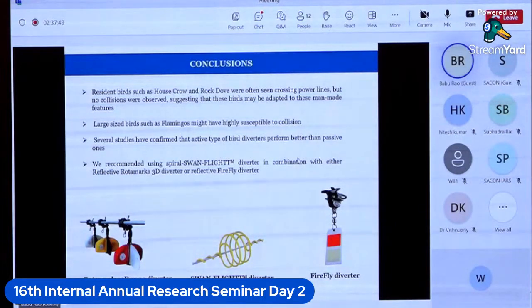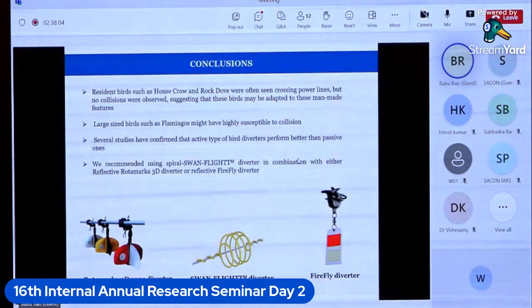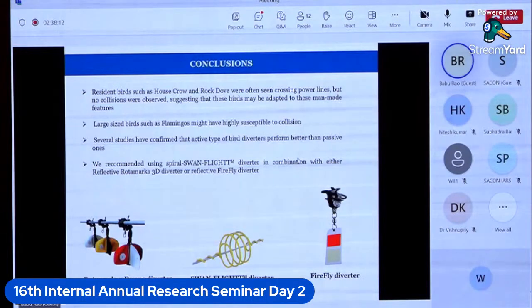We recommended these bird diverters because in several other studies, these diverters effectively reduced the collision risk of flamingos and waterfowl species. The effectiveness of bird flight diverters has not been studied in the Indian context. Future studies can be conducted in Tanipur to assess the effectiveness of the suggested bird diverters.